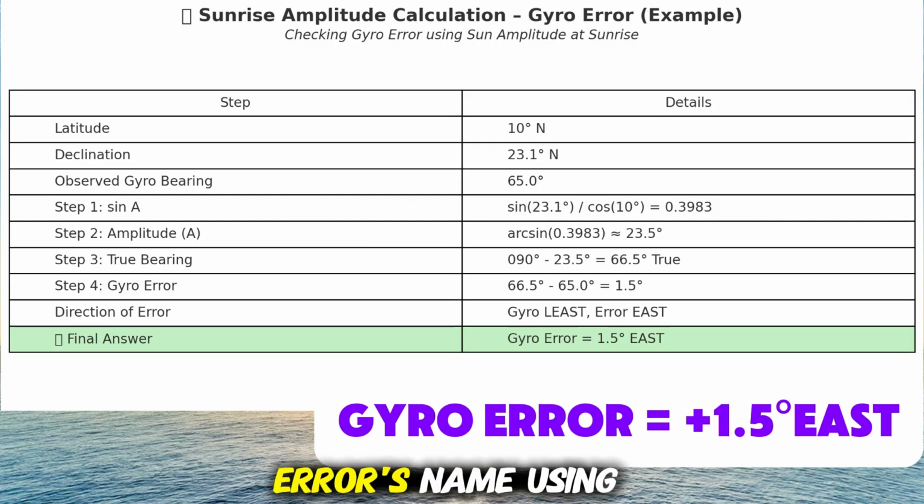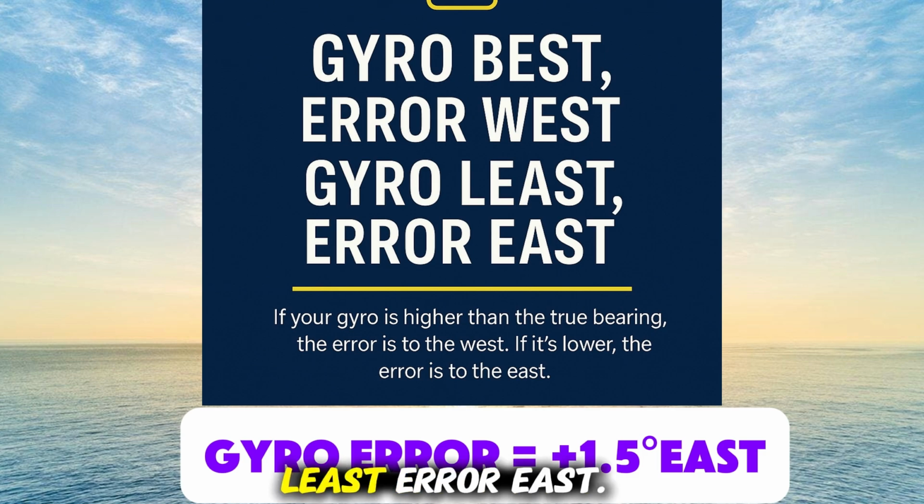We determine the error's name using this rule: gyro best, error west; gyro least, error east. Since the gyro is less than the true bearing, the gyro error is 1.5 degrees east.